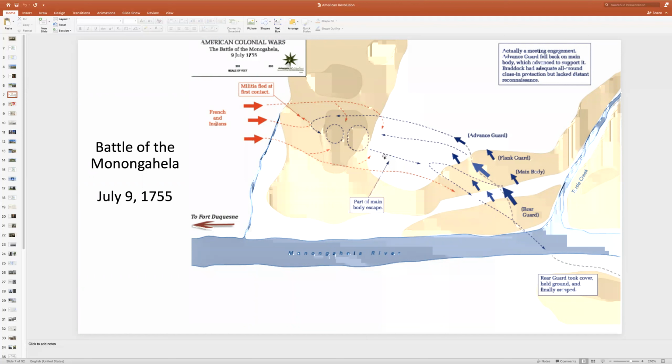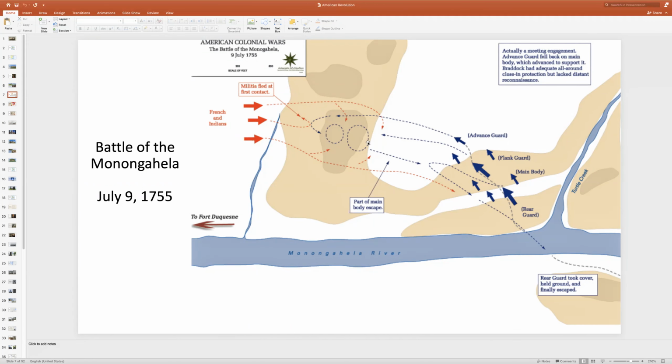The British are in blue on the right, and the French and Indians are on the left. Basically, what happens is the British encounter the French in this area here, and the British have to retreat. Where the blue lines are, one here, there's a second retreat line in the center, and then another line here. They cross the Monongahela River. They're about 8 miles from Fort Duquesne, and they have to retreat. Braddock is killed.